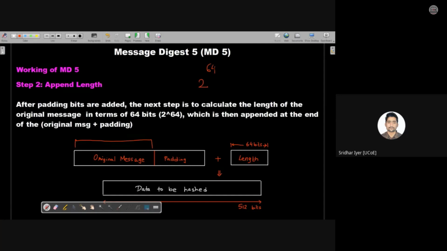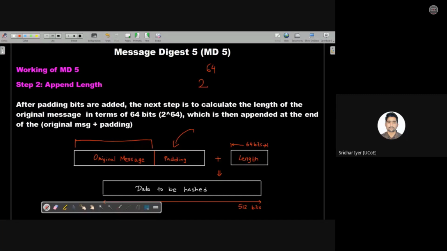Jimit and most of you were confused about why we left those 64 bits. Step number 2 clears that up. Look carefully at what we did: original message plus padding, plus length. So the 64 bits that we left will be filled here.